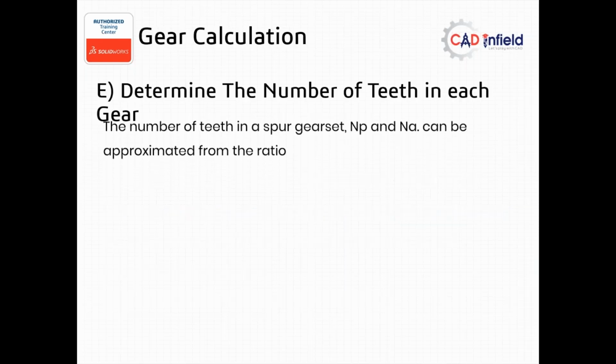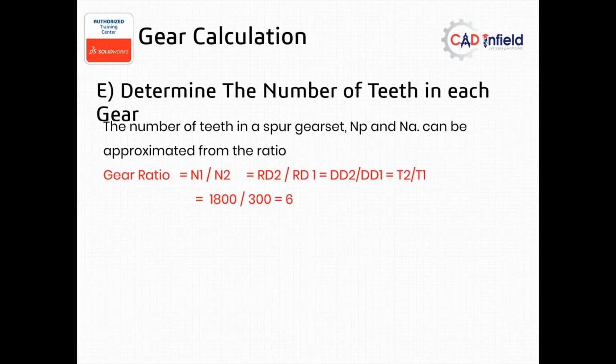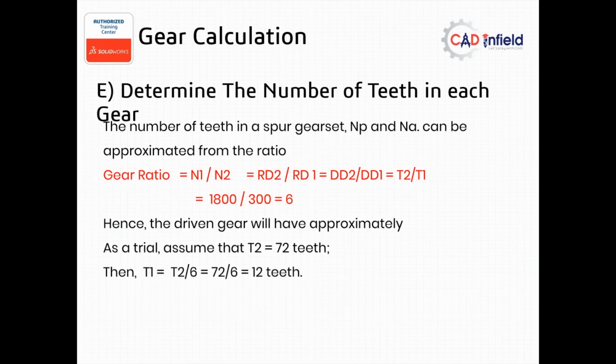So for number of teeth, we know that N1 by N2 is equal to RD2 by RD1. Either way, you can calculate with the diameter or with the speed, and you will get the same ratio. The one thing to remember is that diameter and number of teeth have a proportional relationship. Which means speed and teeth are inversely proportional, and speed and diameter are inversely proportional.